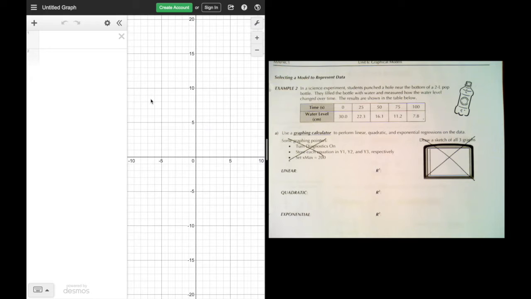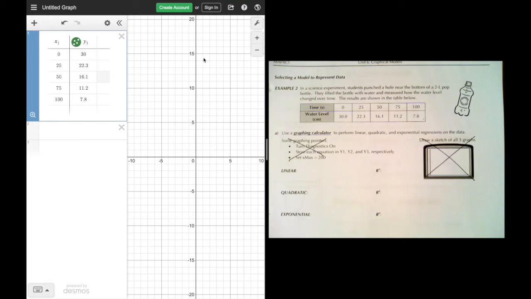Okay, we got Desmos up here. We're going to compare linear, quadratic, and exponential. First, we need to put our table in Desmos. So plus sign, table, and we've got x1 is 0, and then 25, and then 50, 75, 100. And for our y's, we've got 30, 22.3, 16.1, 11.2, and 7.8.